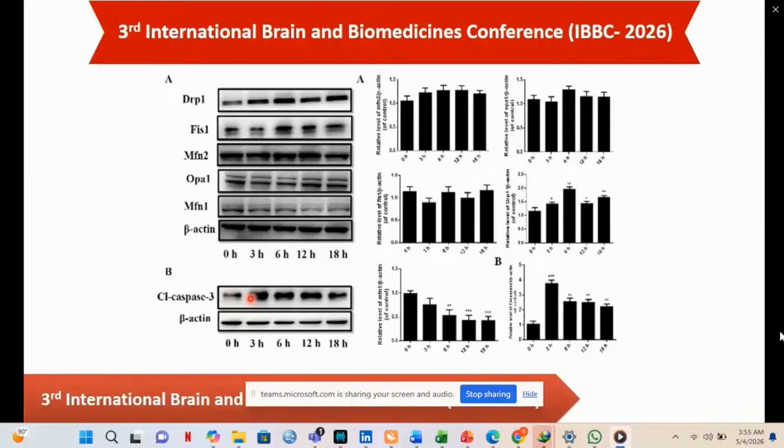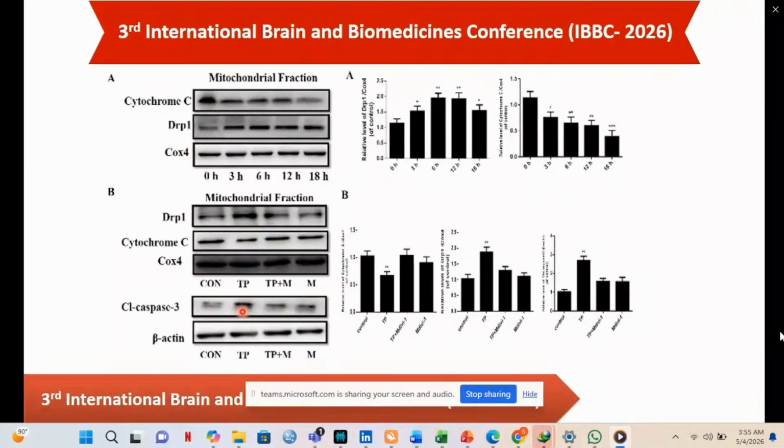Here we have treated the cell line with the control group, triptolide plus MDB1, and MDB1. As you can see, the DRP1 level in the mitochondrial fraction is increasing in the triptolide group. And here you can see that the caspase level is also increasing in the triptolide group, which is decreased in the TP plus MDB1 group, which means that MDB1 has cured the cells that were affected by the triptolide hepatotoxicity.